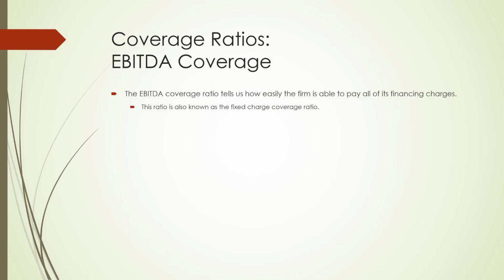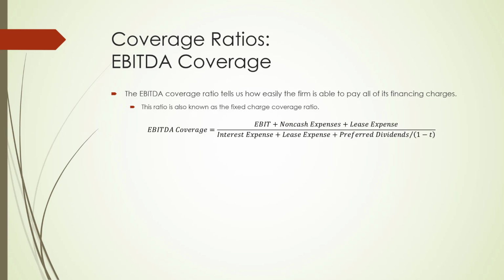Now, the EBITDA coverage ratio, this is not what I was talking about a minute ago. EBITDA is what I was talking about a minute ago, but this is not about paying interest expense or not just interest expense. This is really about paying all of the firm's fixed financing costs. So that would include lease expenses as well as preferred dividends. So another name for this ratio is the fixed charge coverage ratio, because it's not just interest that we're paying here. Now, the formula looks a little bit complicated, so let me break this down for you.